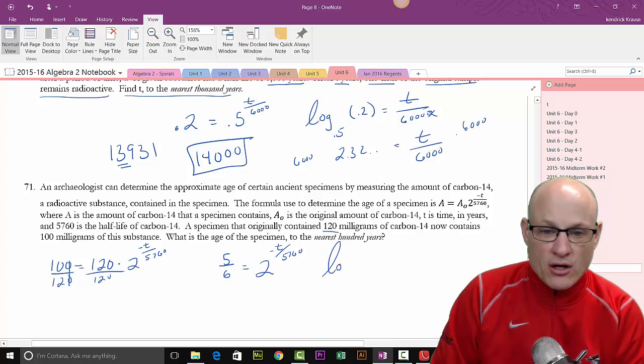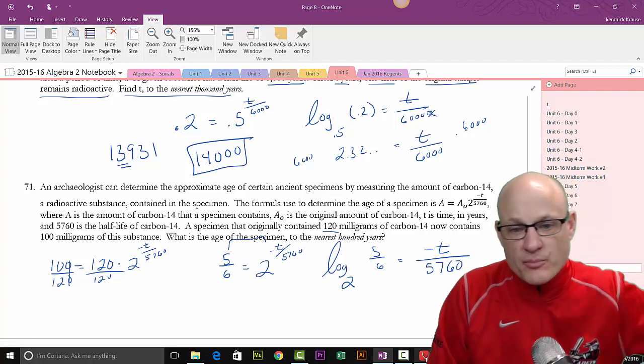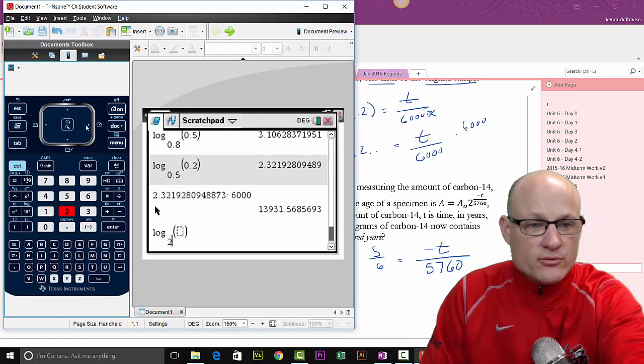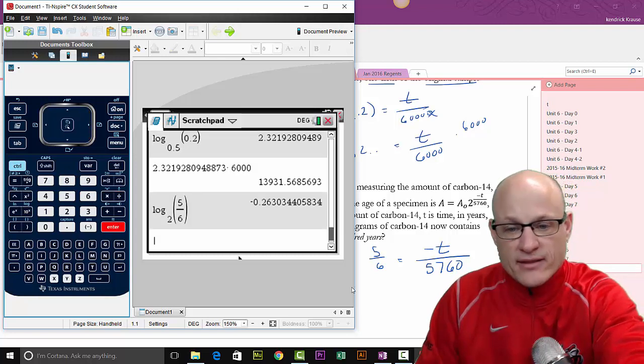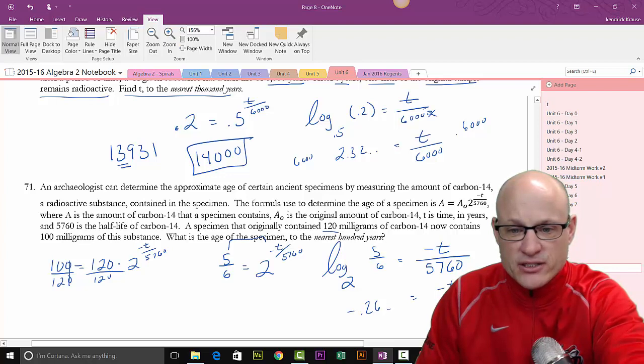It's all about the base, so log base 2, these two things switch, of 5 over 6 is equal to negative T over 5760. So I've got to do log base 2 of 5 over 6. That's going to be negative. Control log base 2 of 5 divided by 6 equals that thing. So negative 0.26, just to have a number, negative 0.26 repeating, is equal to negative T over 5760.